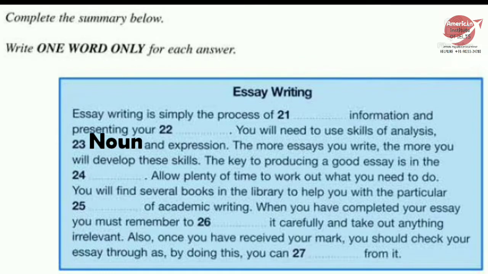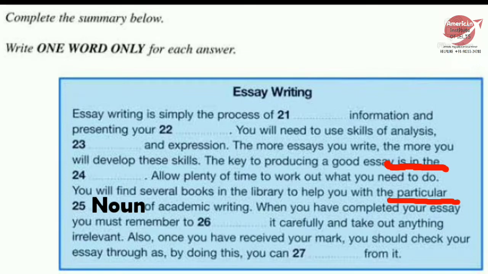Then further, the more essays you write, the more you will develop these skills. The key to producing a good essay is in the dash, is in the practice. So you need a noun for 24. Allow plenty of time to work out what you need to do. You will find several books in the library to help you with the particular dash of academic writing. Particular is an adjective, as I told you earlier. Adjectives come in combination with nouns. So for 25, you need to put a noun.